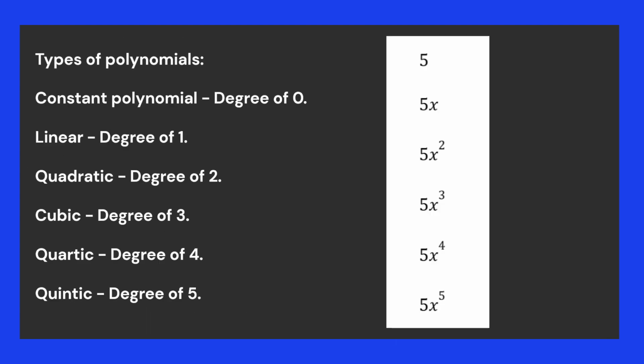Constant polynomial, degree is 0. It's just a number. Linear has a degree of 1, often used to express slope. Quadratic has a degree of 2. When graphed, it forms a parabola.